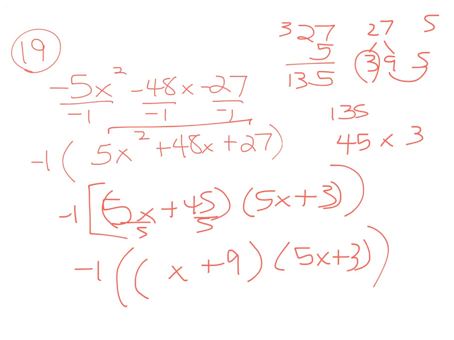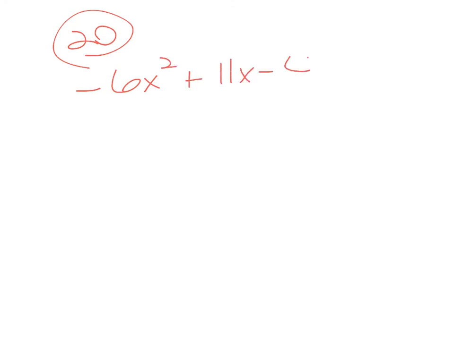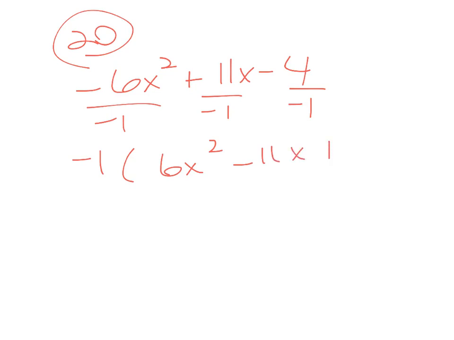Let's try one more with the negative number. And then you can go ahead and start working on your homework that you have over the weekend, which is practice B. So last one, number 20. Again, we're going to make the x squared term positive by dividing out a GCF of -1. So divide -1 on everything. 6x squared minus 11x plus 4. Factors of 24 that will give me -11.